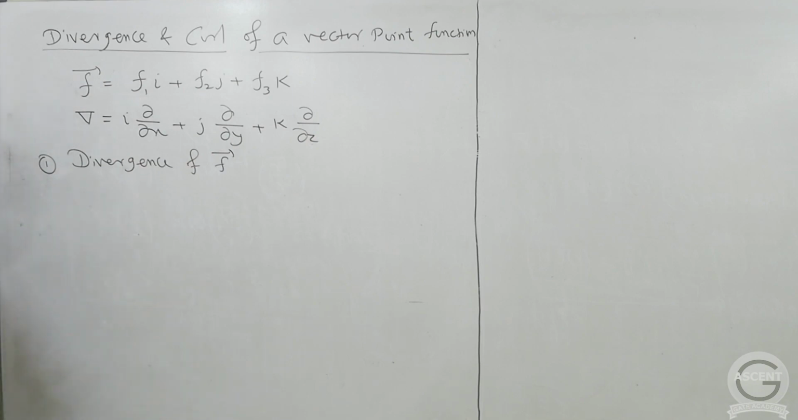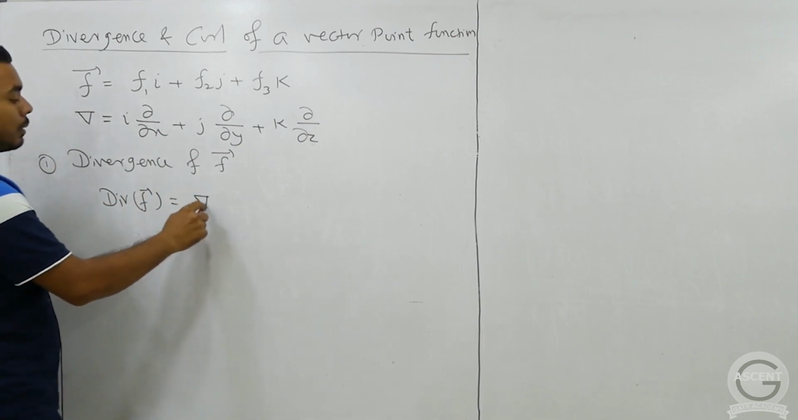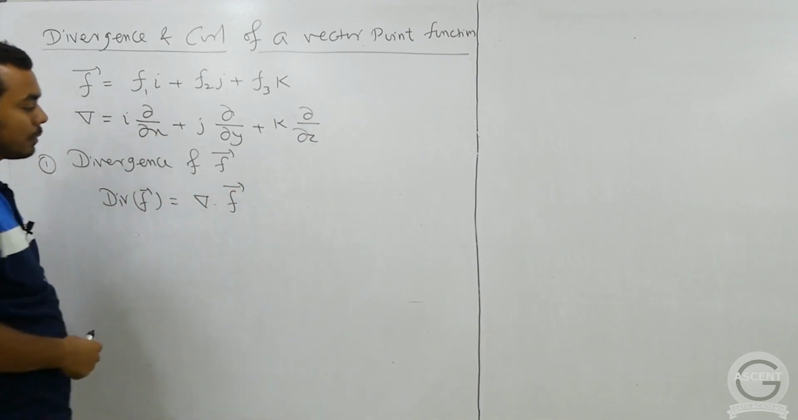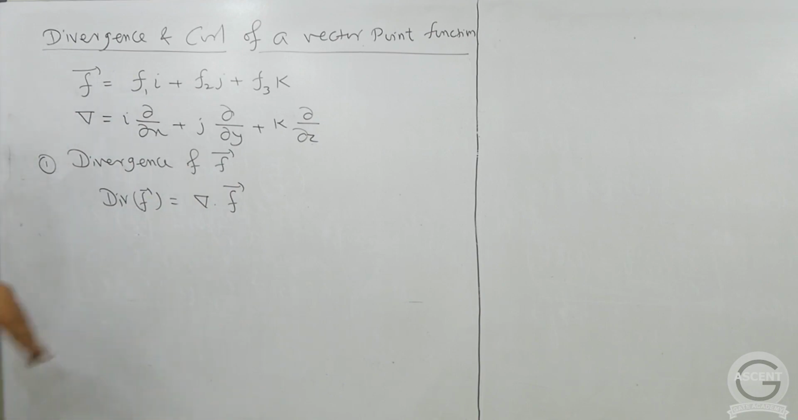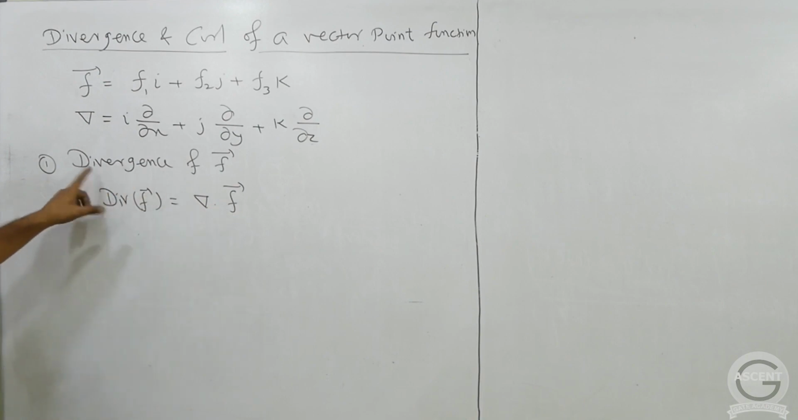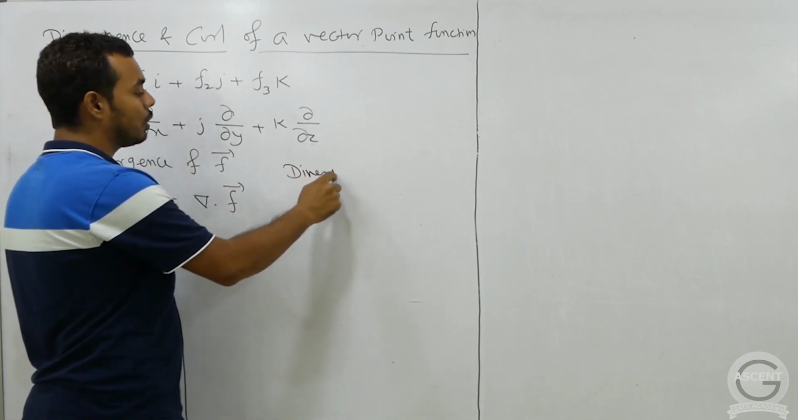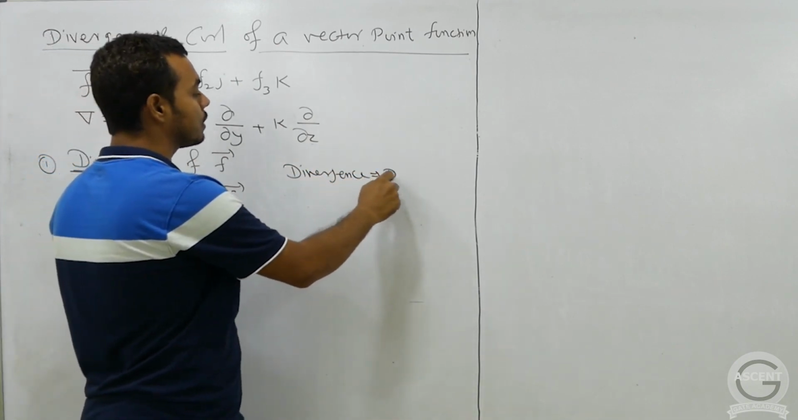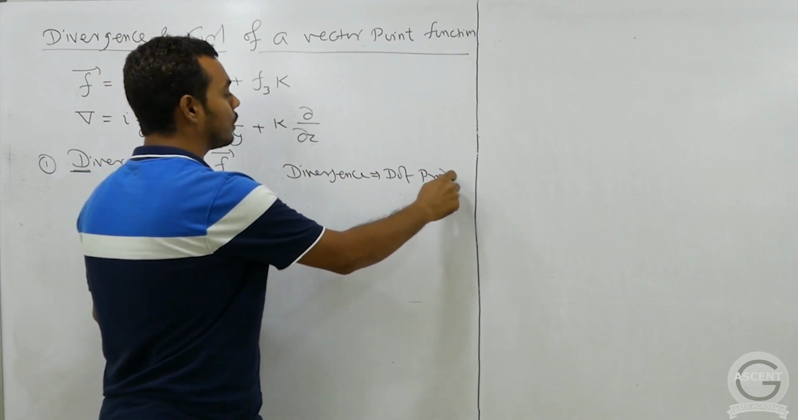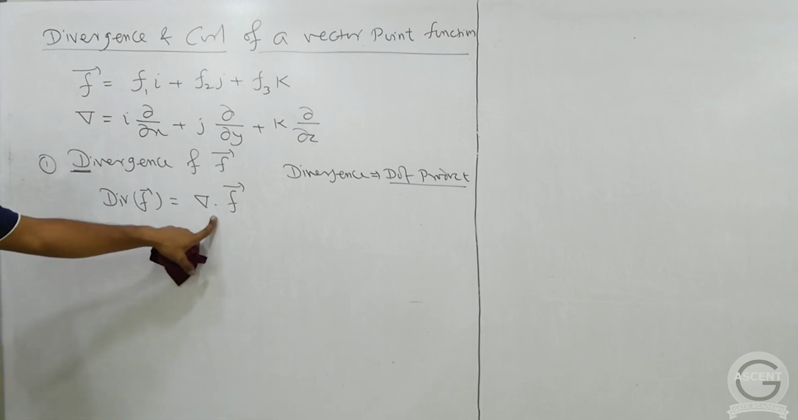So divergence of vector f, vector point function f, is given by the formula divergence of f equals del dot f. Okay, the dot product of these two vectors, this del operator and this vector point function, is called divergence. And it is very easy to remember because in case of divergence you have to take the dot product. Since the dot product is a scalar quantity, divergence will be a scalar quantity.